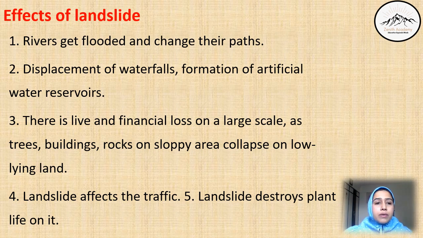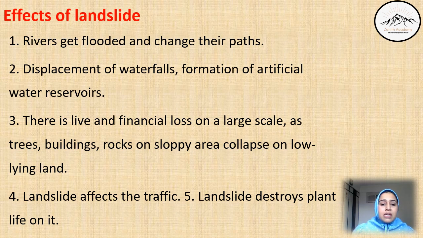Now, after the causes, let's move ahead to the effects of landslide. Whenever a piece of land has shifted and slid down towards a lower altitude area, obviously it will have some effect on the life of plant and animal in that particular area. So first one is that rivers get flooded and change their path. That particular piece of land might settle down somewhere in the river or near the river bank, due to which the river might get flooded, or else it might change its path and move in a different direction.